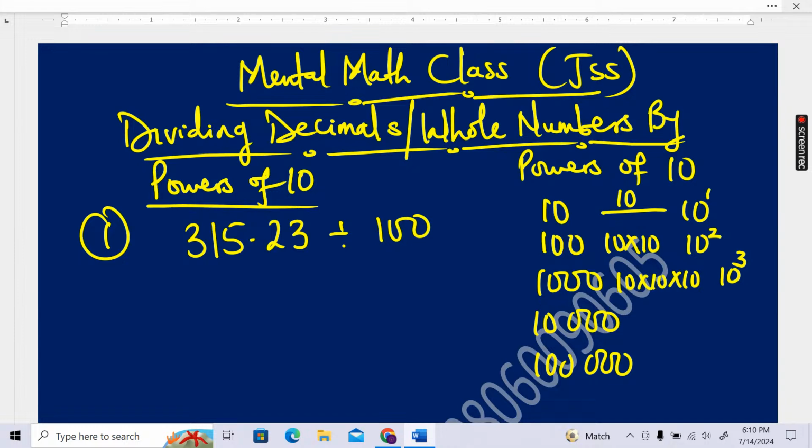Type in the comment section what 10,000 means. How many times will you multiply 10 by itself to give you 10,000? I know it is 10 raised to power 4, but how many times will you multiply 10 to give you 10,000? Type in the comment section.